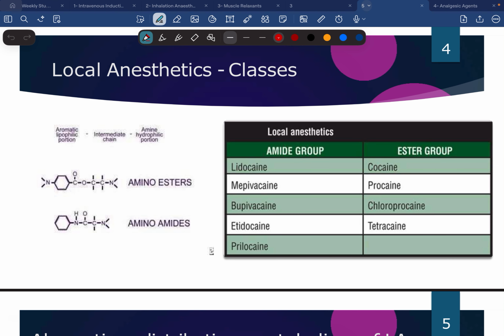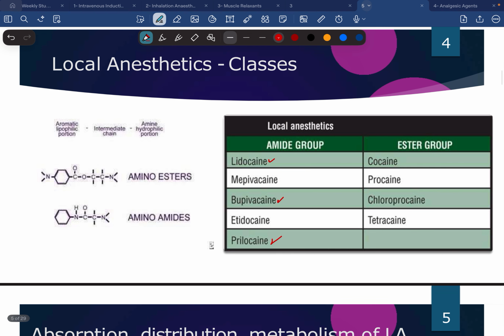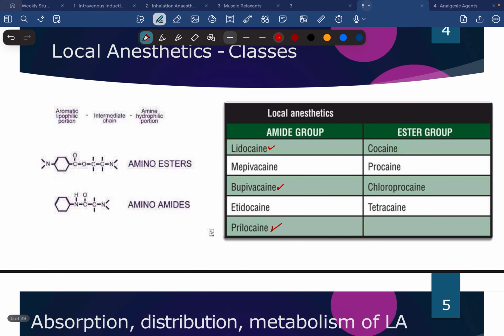What do we have as amides? Lidocaine, mepivacaine, bupivacaine, etidocaine, and prilocaine. Mostly we use lidocaine, bupivacaine, and prilocaine from them. And there are other variants as well. As a hint, anything with two i's is considered an amide. Ester groups: cocaine, procaine, chloroprocaine, and tetracaine, all of them are still used in medicine nowadays.